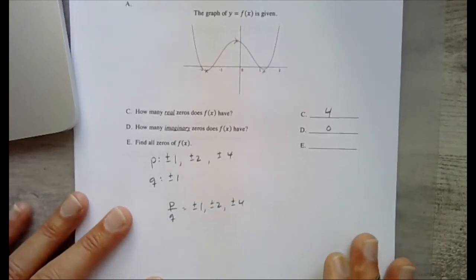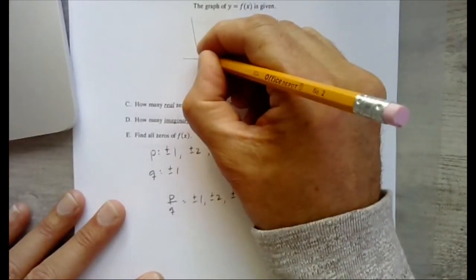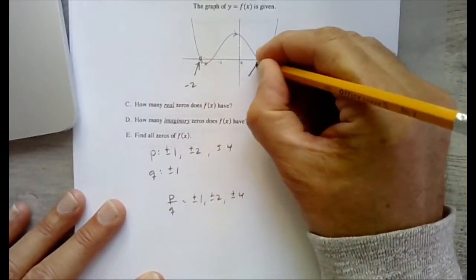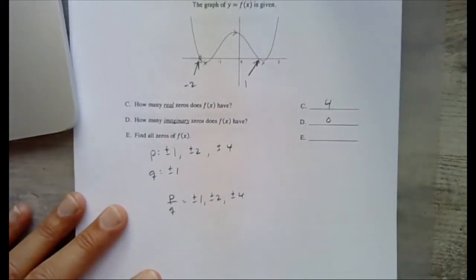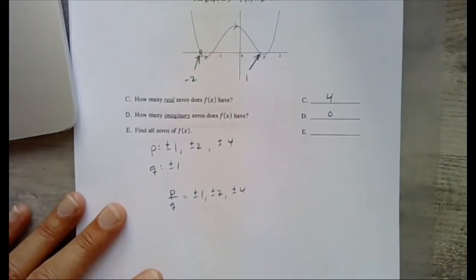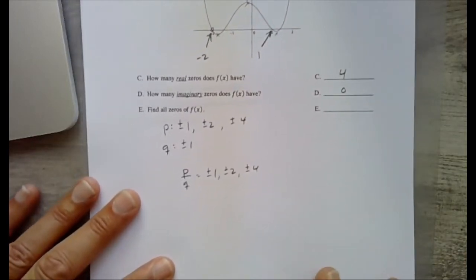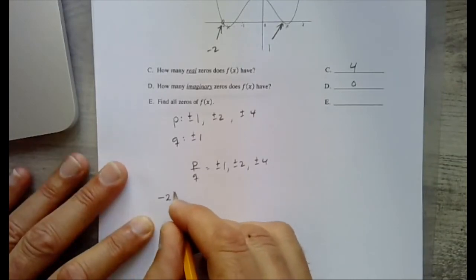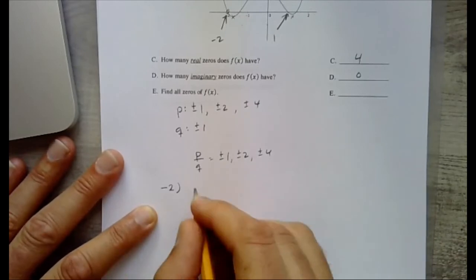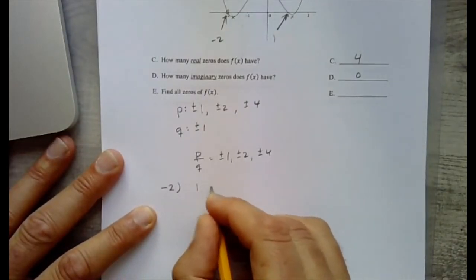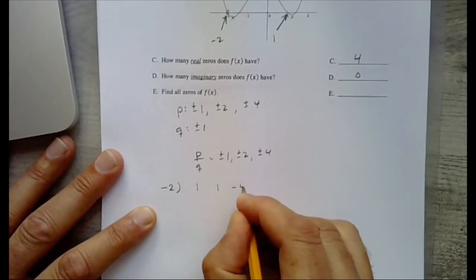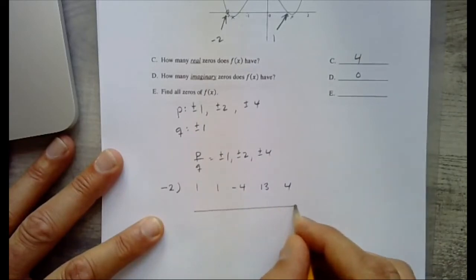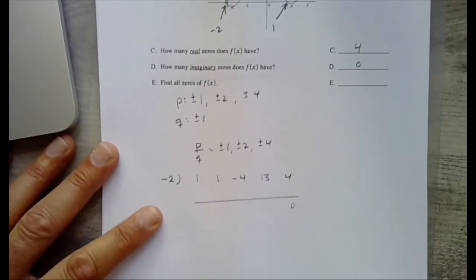All right, now if I look at the graph, it looks like this is going to cross at negative 2. And it looks like this one crosses at 1. All right, so I'm going to take advantage of the graph and say it looks like those are two of the zeros. All right, but I want to verify that they actually are. All right, so I'm going to look at negative 2. So I'm going to put negative 2 on the outside. And I'm going to put the coefficients, 1, 1, negative 4, 13, and 4. All right, and I'm kind of expecting to get 0 here.